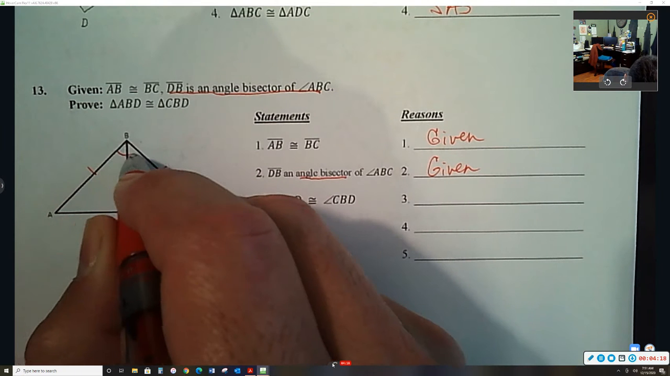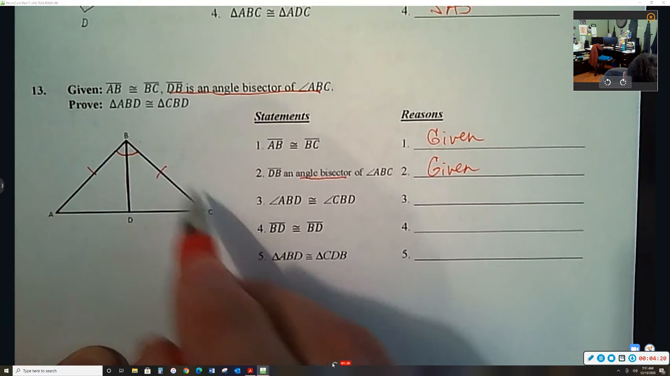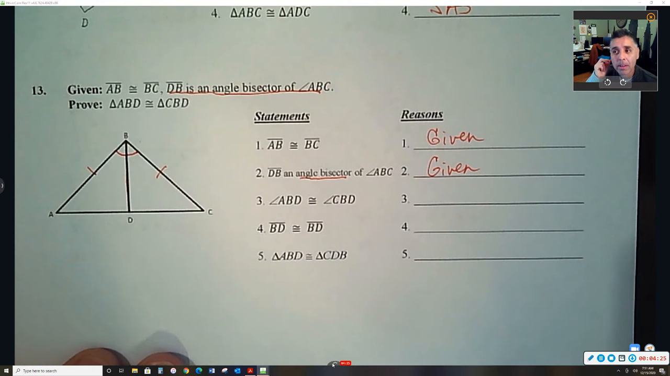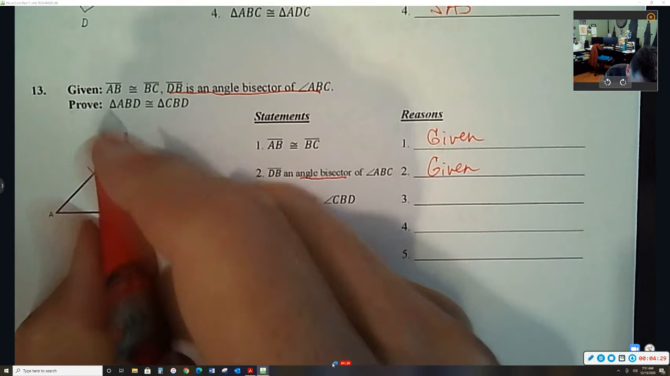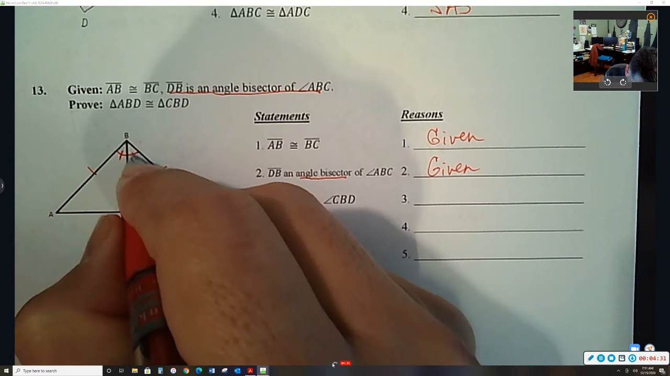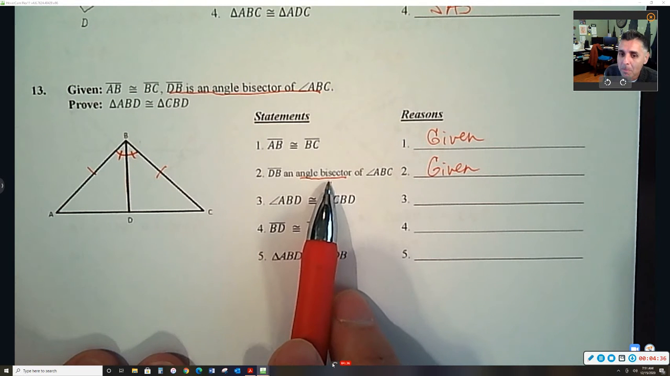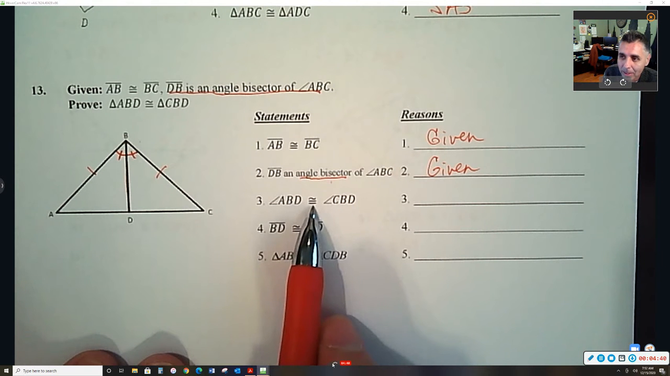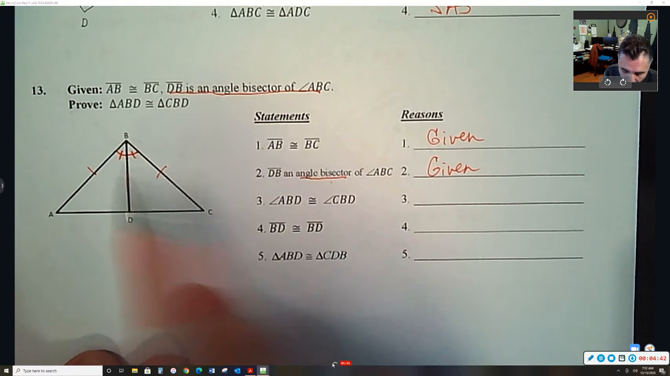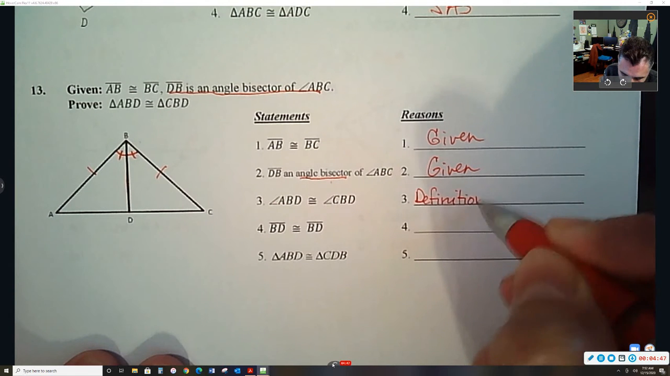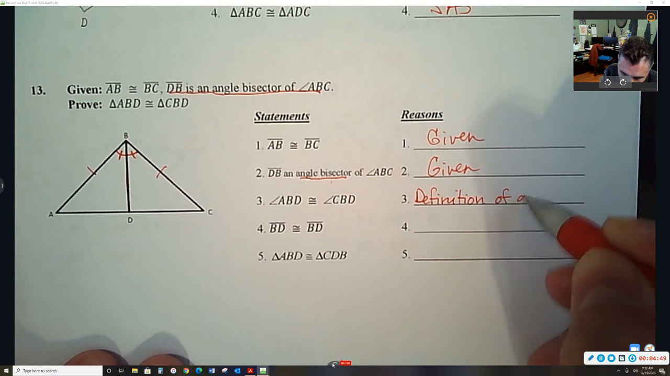So they're saying it's an angle bisector of angle ABC. Angle bisector means it cuts the angle in half, or into two equal parts, two equal pieces. So that means I know this angle is congruent to that angle. That's the definition of angle bisector. And that's the reason I know these angles are congruent, which are these two that I just marked out. Definition of angle bisector.